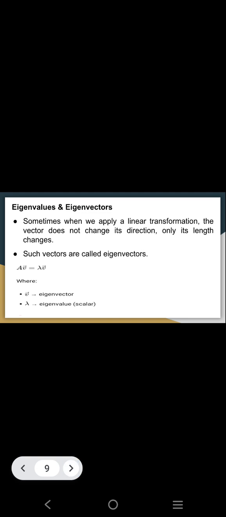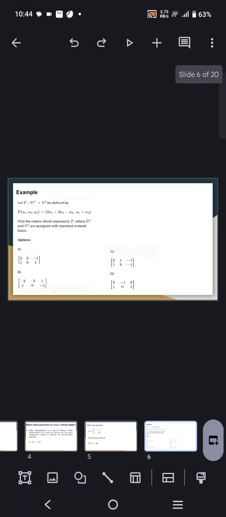By calculating each of these: T of 1 0 0, we get 2 1. T of 0 1 0, we get 3 0. T of 0 0 1, we get minus 1 and 1. Then the matrix will be a 2 by 3 matrix: 2, 3, minus 1 in the first row and 1, 0, 1 in the second. Option A is the correct one.